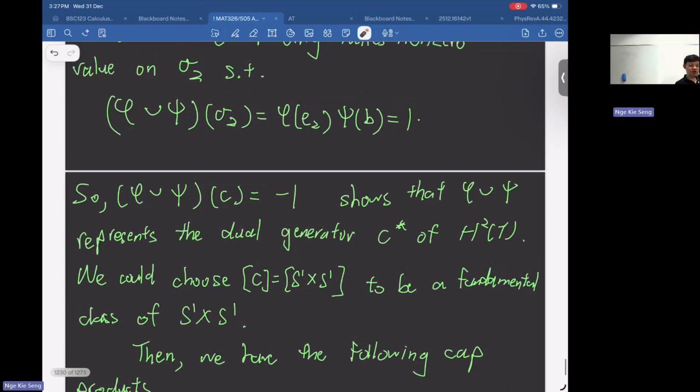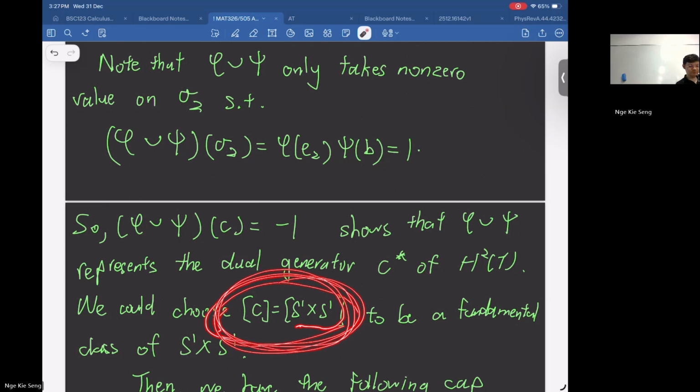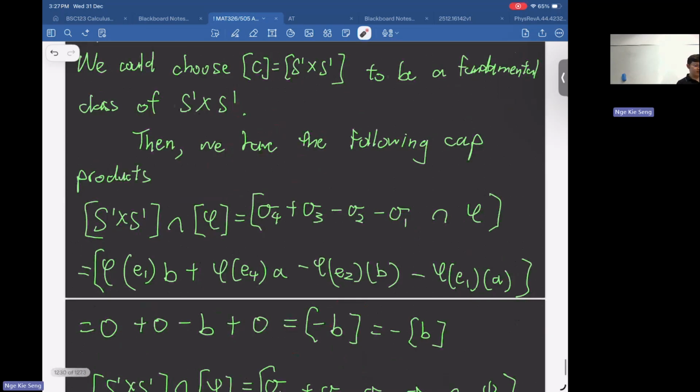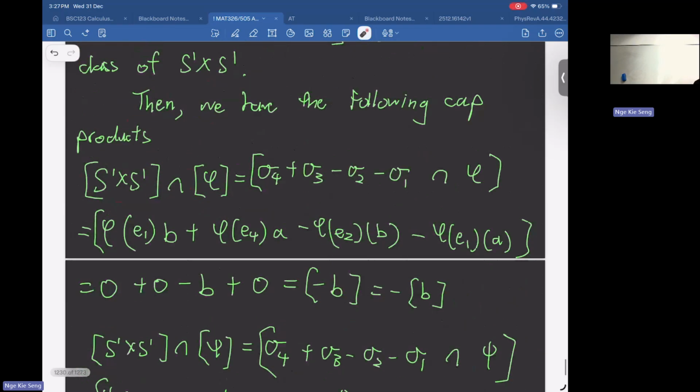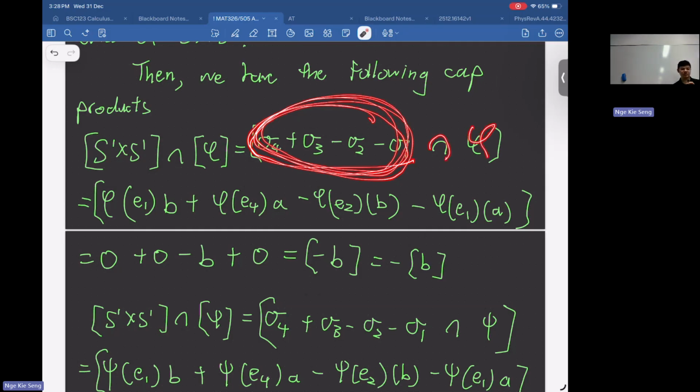Okay, if you cannot follow, you just think of this C as our fundamental class because this is the generator in the top form. We can choose it as the fundamental class. So we'll take this fundamental class capped with the degree 1 elements, for example, this phi and psi here. So how do we do it? Still remember how do we do it? We will take this fundamental class and then cap with phi. So how do we do it? Still remember or not?